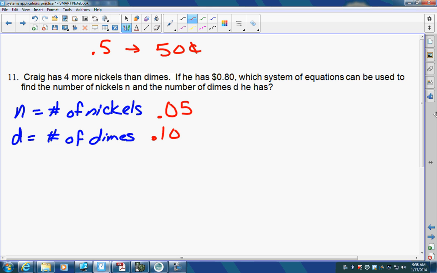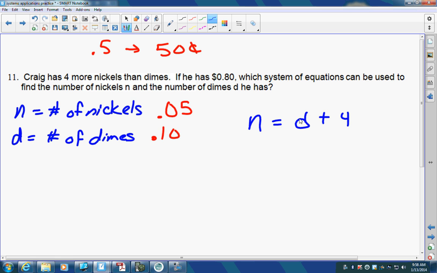All right, so the first equation says Craig has 4 more nickels than dimes. Does he have more nickels or dimes? Nickels. His number of nickels is the dimes plus 4, because he has 4 more nickels than he does dimes.